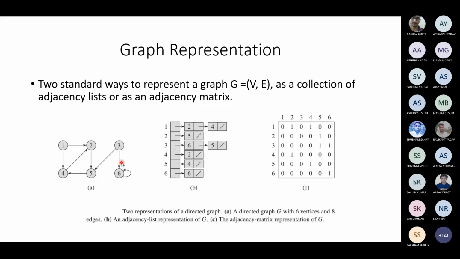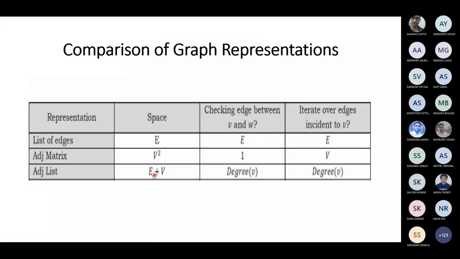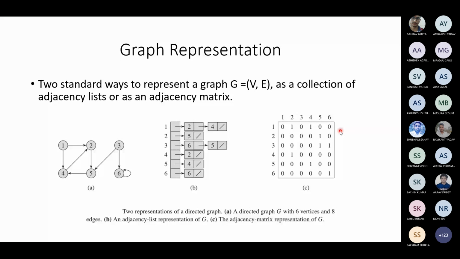You will have 8 plus 6 vertices; 3 plus V edges of space will be taken. If you want to check whether there is an edge between vertex V and W, then if there are E edges, the adjacency matrix will take only order of 1. You have to check that value if it is 0 or 1. If there is a 1, then there is an edge. If 0, there is no edge.